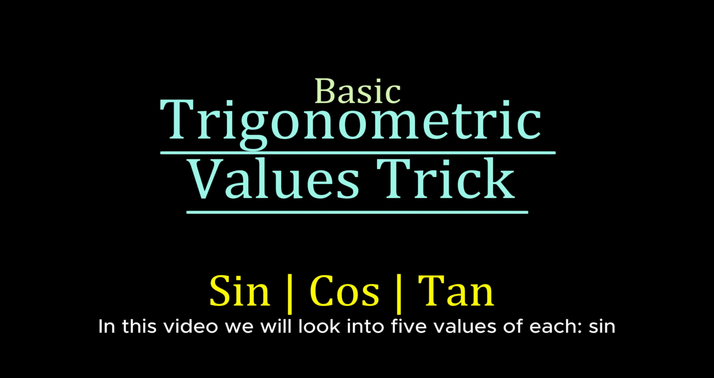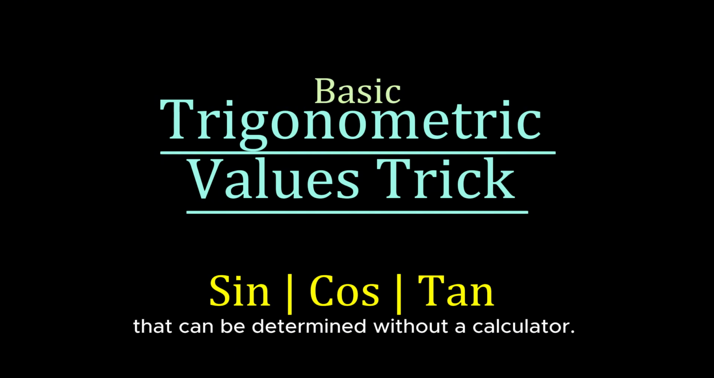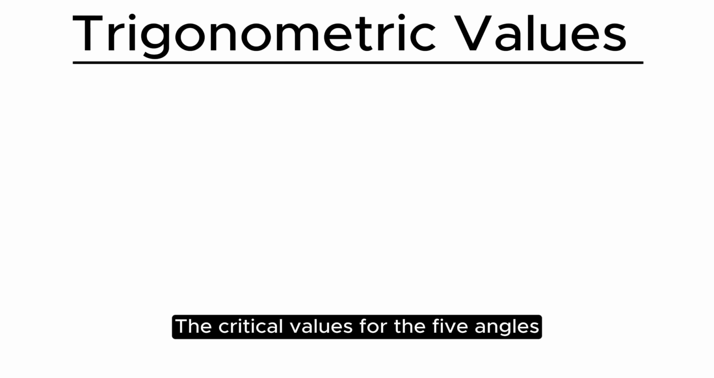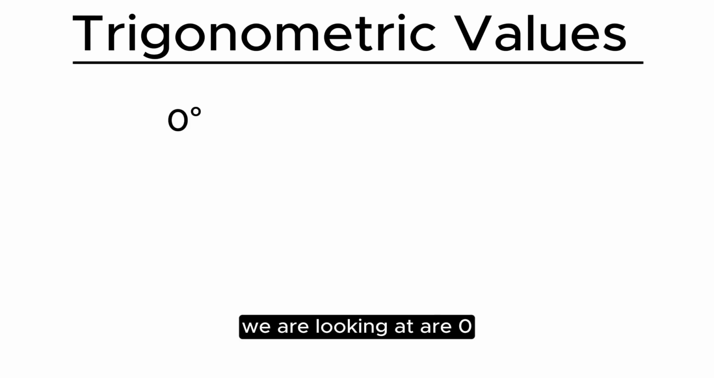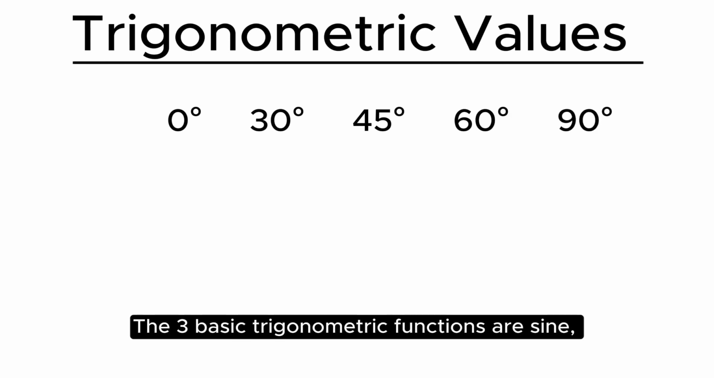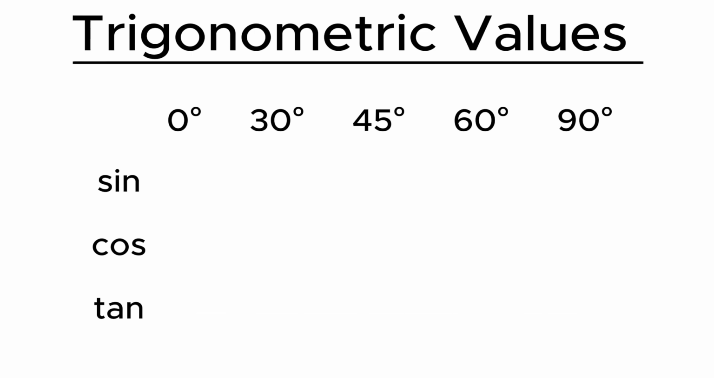In this video, we will look into 5 values of each sin, cos, and tan from 5 key angles that can be determined without a calculator. The critical values for the 5 angles we are looking at are 0, 30, 45, 60, and 90 degrees. The 3 basic trigonometric functions are sine, cosine, and tangent. We'll start filling in this table now.